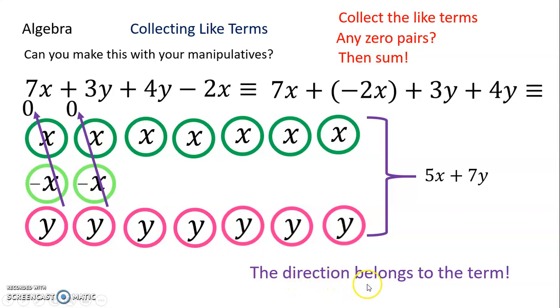Now the direction belonging to the term has appeared at the bottom here, and that's just to remind you that this is actually a negative 2x. I can think of this as plus, add negative 2x, and this has moved with the term because it is the direction of this term, which is why you can see it here in brackets.